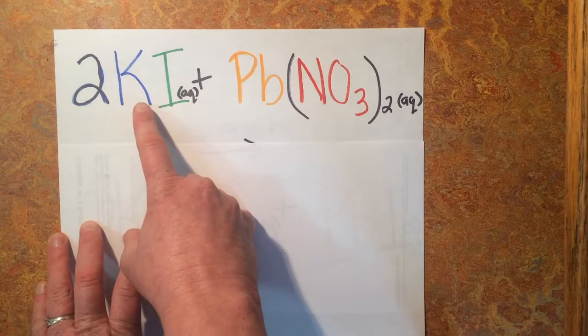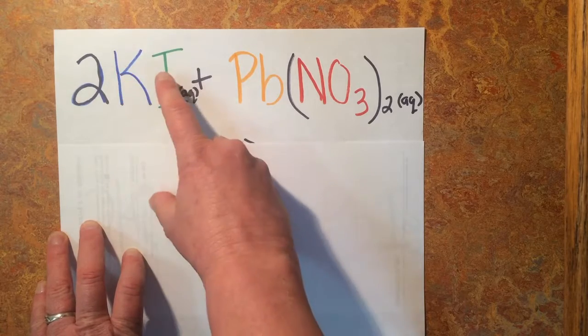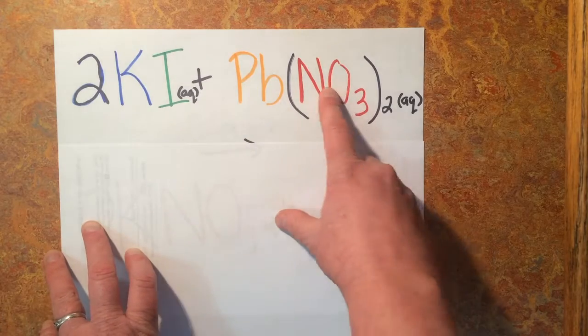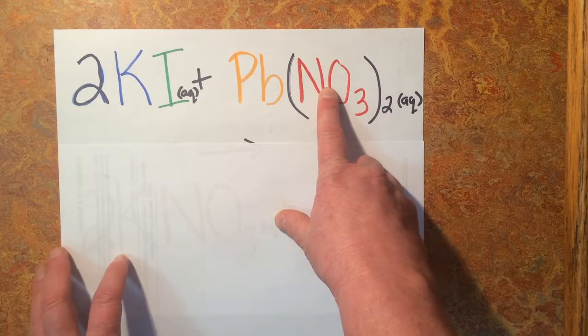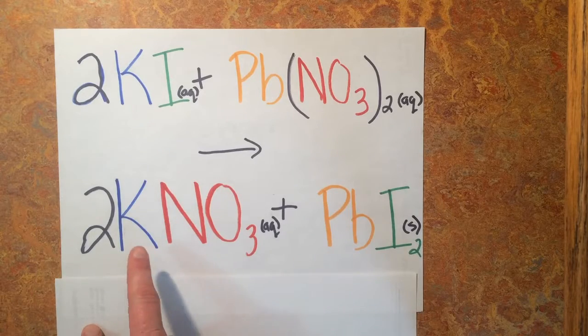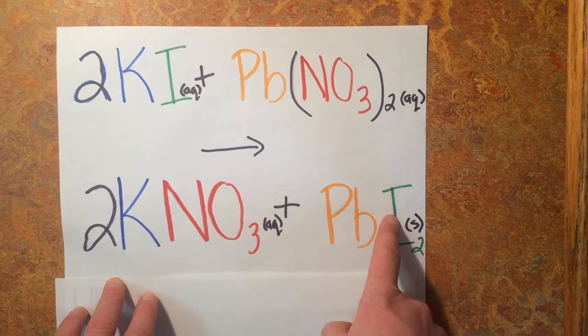Notice that there are four different players here. There's the potassium ion, there's the iodide ion, there's the lead ion, and the nitrate polyatomic ion. They're going to react with each other to produce potassium nitrate and lead iodide.